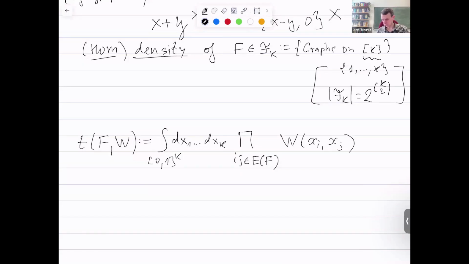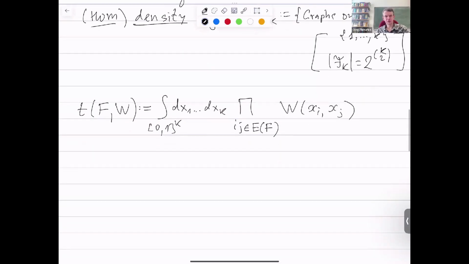So I thought there are some analogy with moments. Here it is even more clear because we wrote t of f in W as an integral. So maybe let's look at some examples and hopefully it'll be clear what this definition says. In a very simple case, if I have K2, which is an edge, what is its density in W? Well, I just integrate over xy.